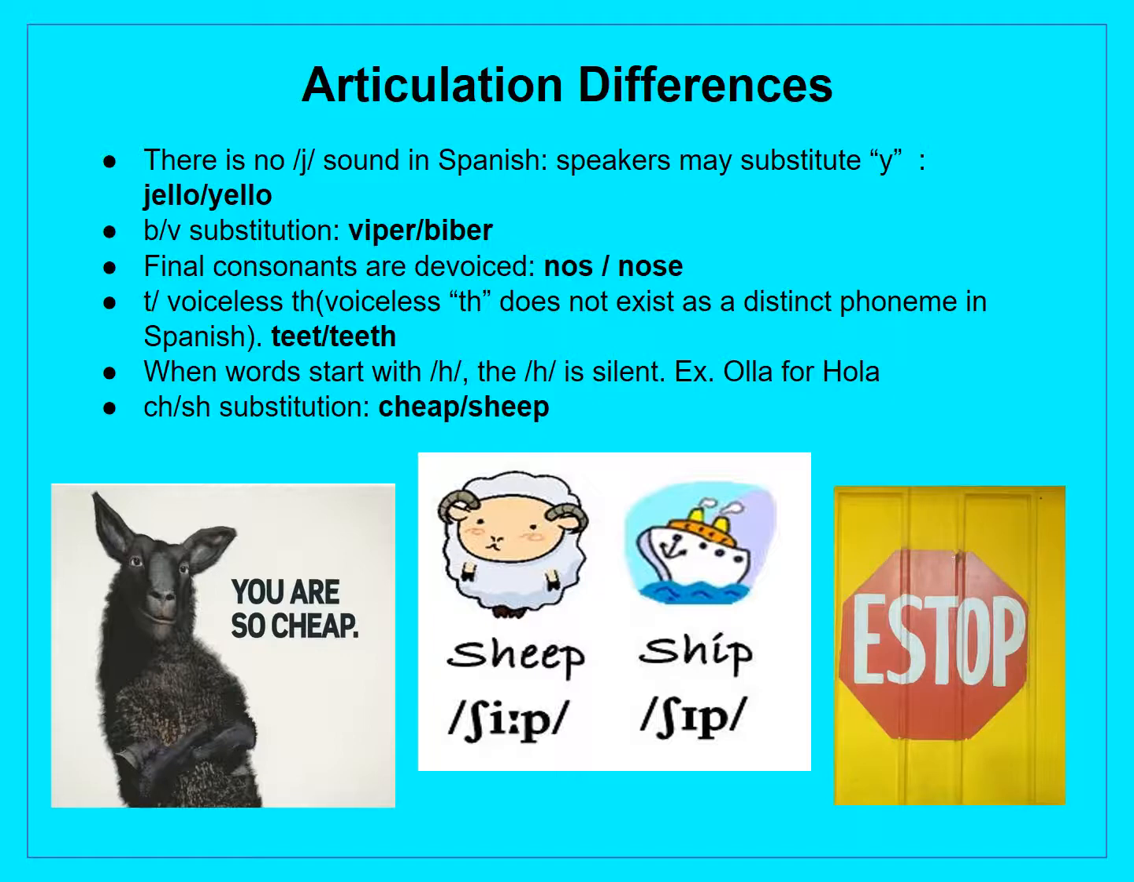Next, when words start with H, the H is silent. English H is a glottal fricative, which is a sound that, if you used it, would steam up a mirror. Spanish speakers use a velar fricative instead. Example of a Spanish would be hola, and in English we would say hola.